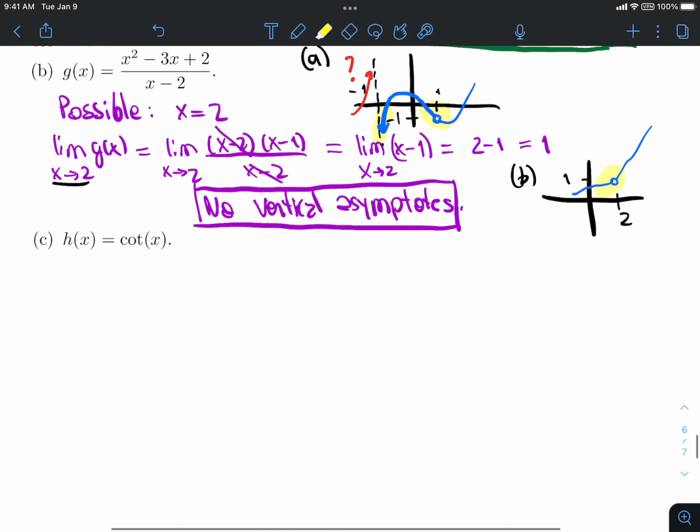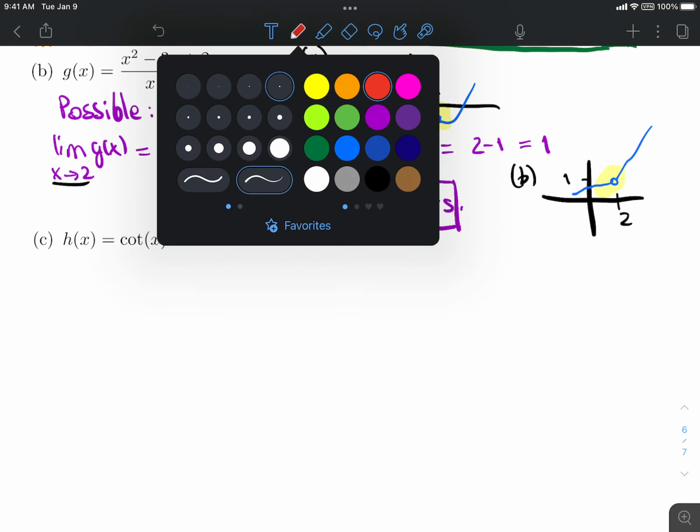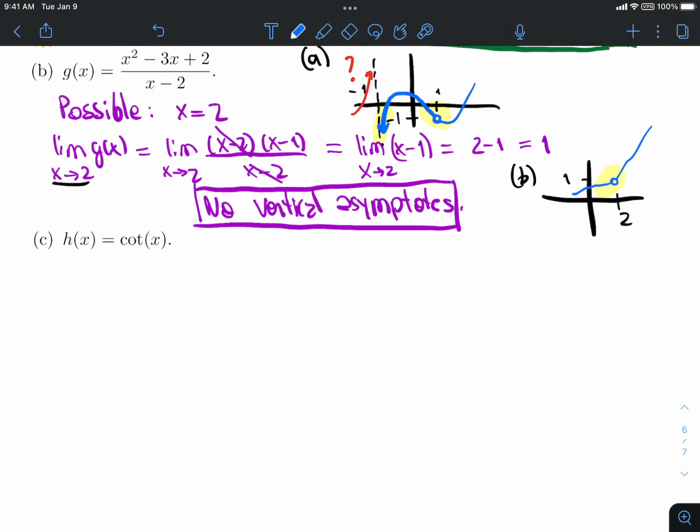Okay, C is our last. What happens when we handle the tangent? So the tangent, or excuse me, the cotangent. Got to remember that the cotangent is the reciprocal of the tangent. So the cotangent, instead of sine over cosine, is cosine over sine. So we treat it the same way when sine of x equals 0.